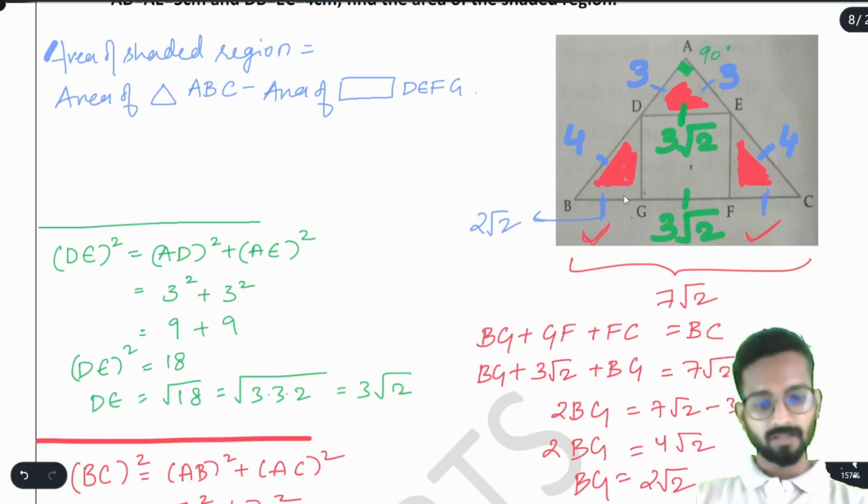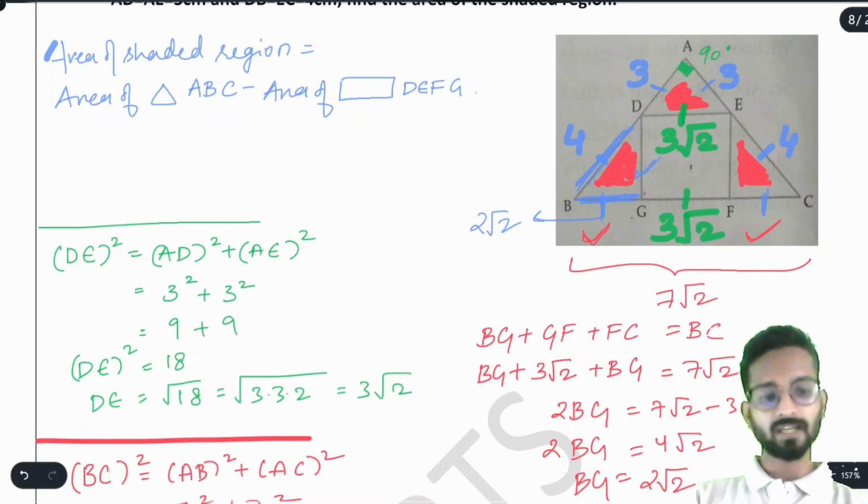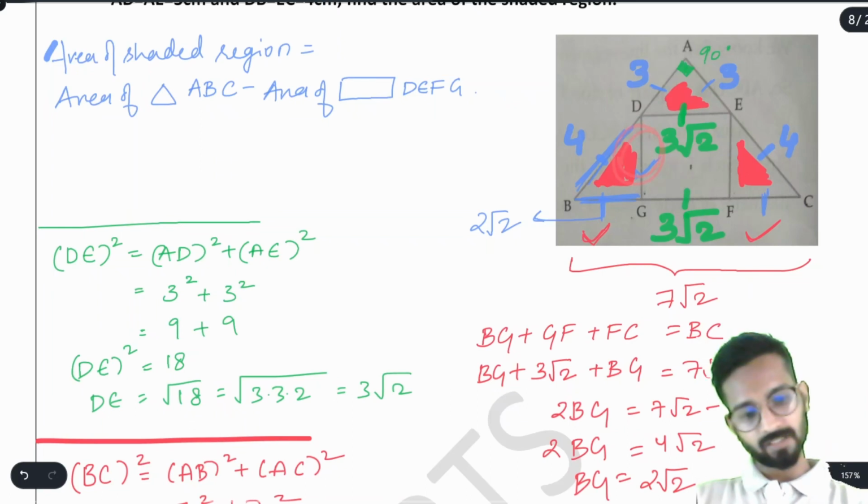Now understand, we got this base, we know the hypotenuse, so we can easily find out the height. So first we will find the height. Understand, we have to find the shaded area. Okay, so the shaded area will be the area of this triangle ADE, this triangle BCD, and this triangle EFC. Okay, so now first we will find what? We will find this height of DG.